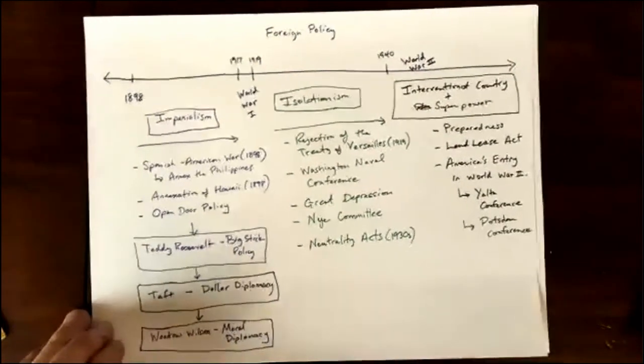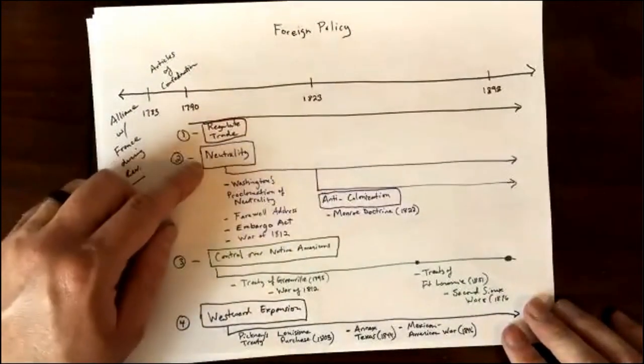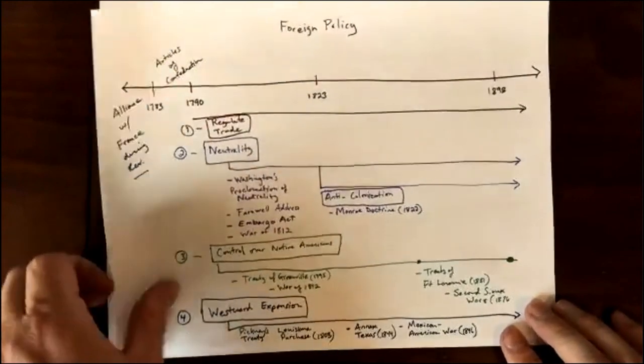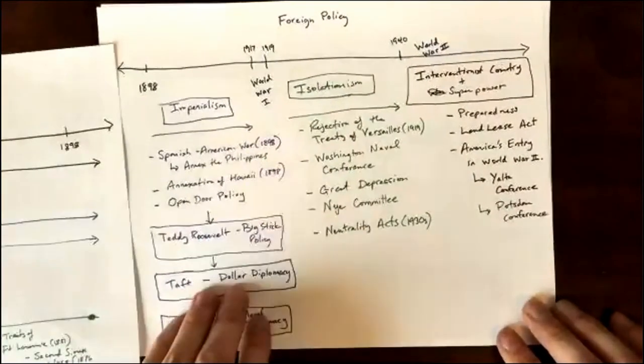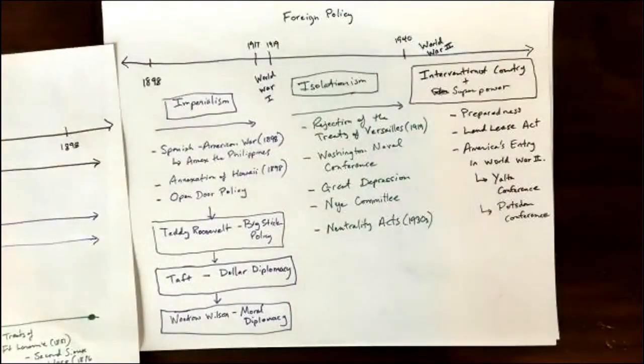There are some very important stories from this earliest time period, with regulating trade, neutrality, control over Native Americans and westward expansion, to moving into this period of imperialism, isolationism, and then finally re-embracing our role as a superpower.